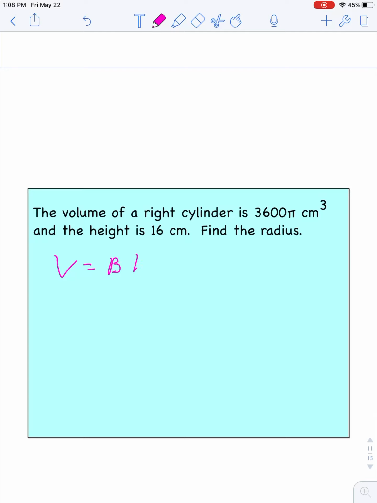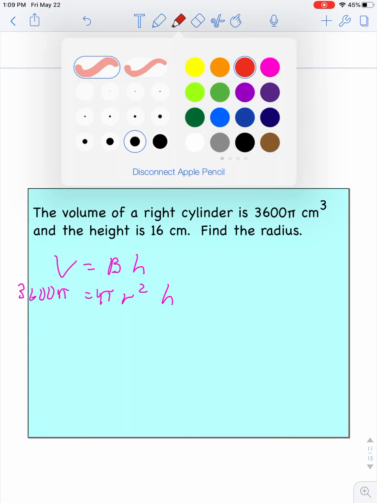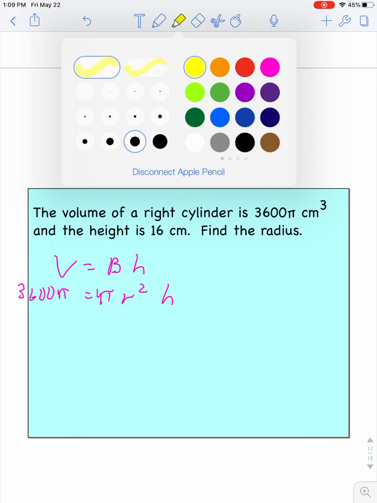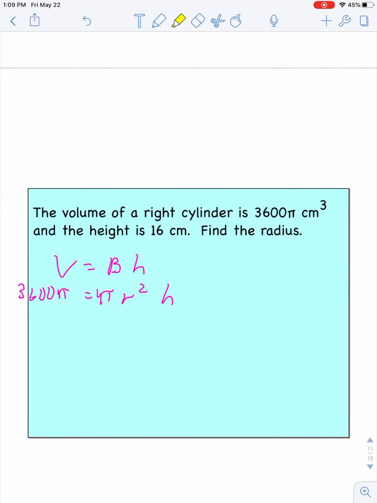So volume is the area of the base times the height, and we know our base is pi r squared times our height, and it tells us the volume is 3600 pi. So to solve this, I'm actually solving for my radius because I was given my height.